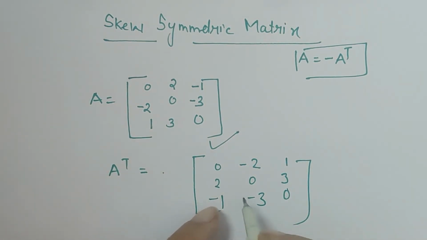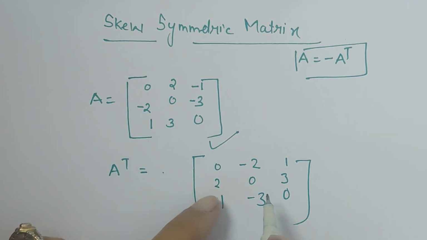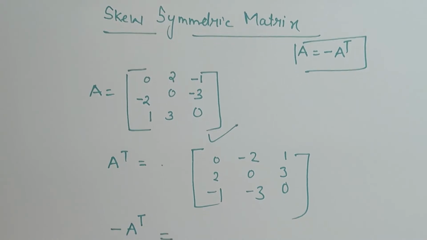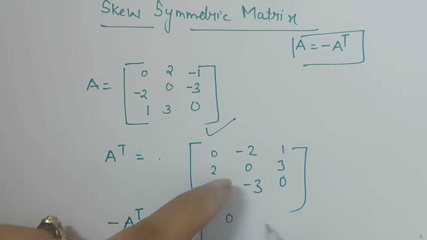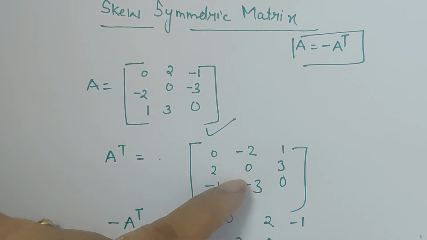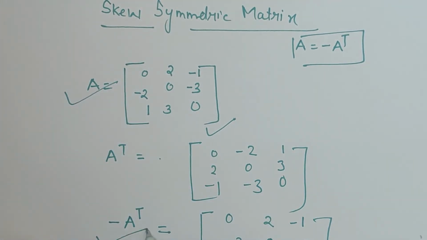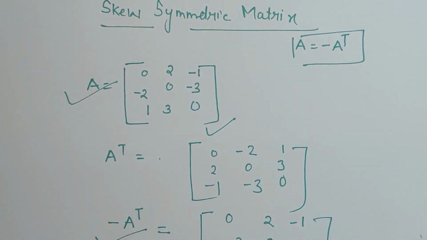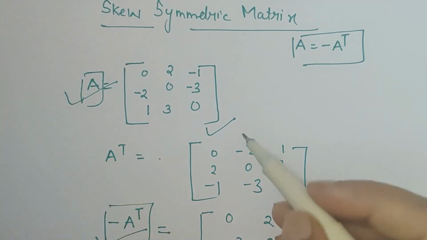And then when we check the two matrices, yes, they are not the same. So we have to multiply this matrix by a negative sign, that is, take -A transpose. By doing so, all the elements get multiplied with a negative sign, that is 0, 2, -1, -2, 0, -3 and 1, 3, 0. Now when you check this A and -A transpose, are they equal? Yes, they are equal. So the skew symmetric matrix condition is that A has to be equal to -A transpose, which is true here.